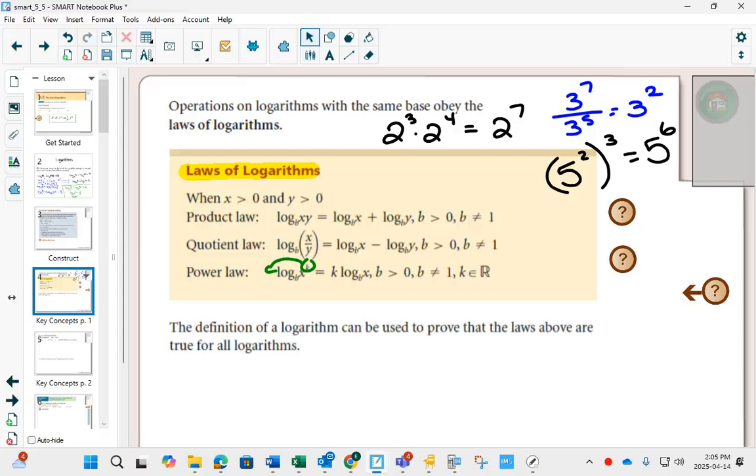Do they have a proof? Yeah, you can look at the bottom of the page, they prove one of them, showing how you can use your laws from exponents to prove your other laws. We won't worry about that. These are on your formula sheet. You just have to be really, really good at using them. So we'll go to example 1.